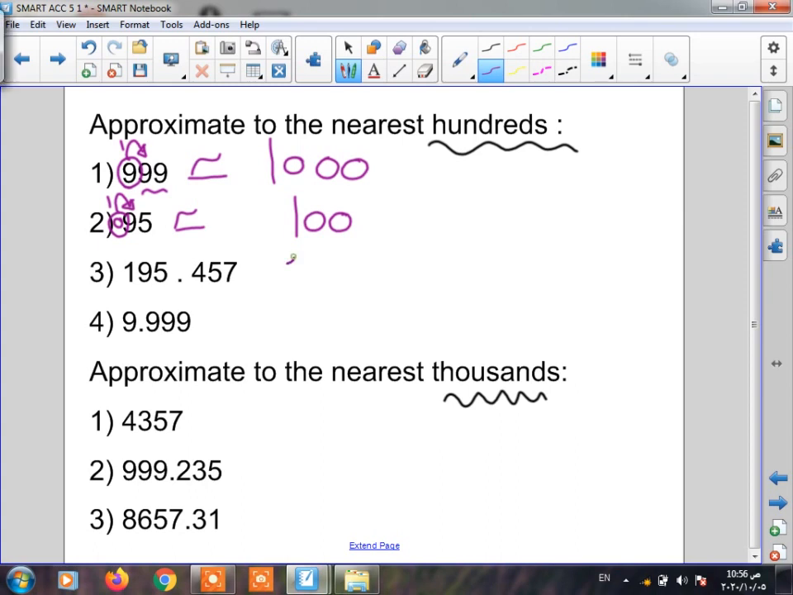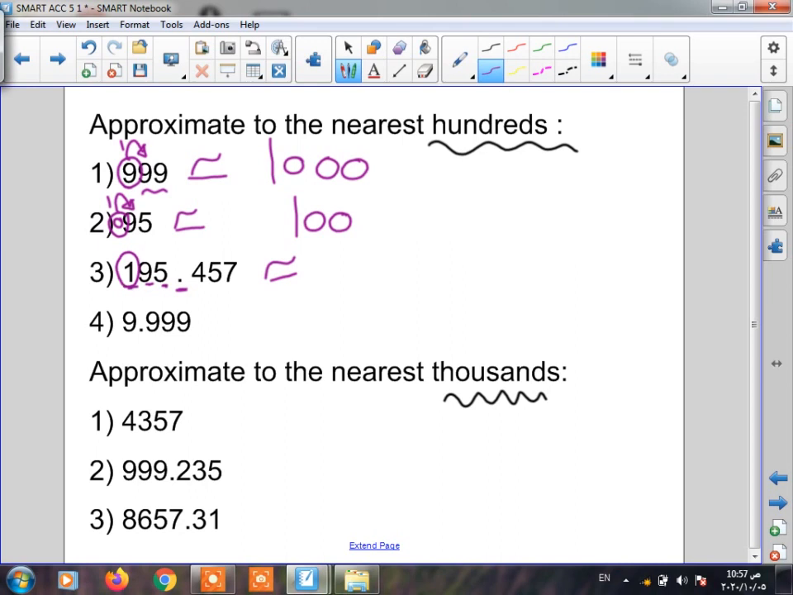Next example, 195.457. Approximate to the nearest hundred. Can I approximate this one? Wrong. Why? Because it's hundreds, not 100. It means I must look at the whole number. If I forget, how can I find the whole number? Stand on the decimal point. On the left, I have the whole number. On the right, I have the decimal number. Hundreds is a whole number, so I start from the left. Units, tens, hundreds. I circle the hundreds digit.